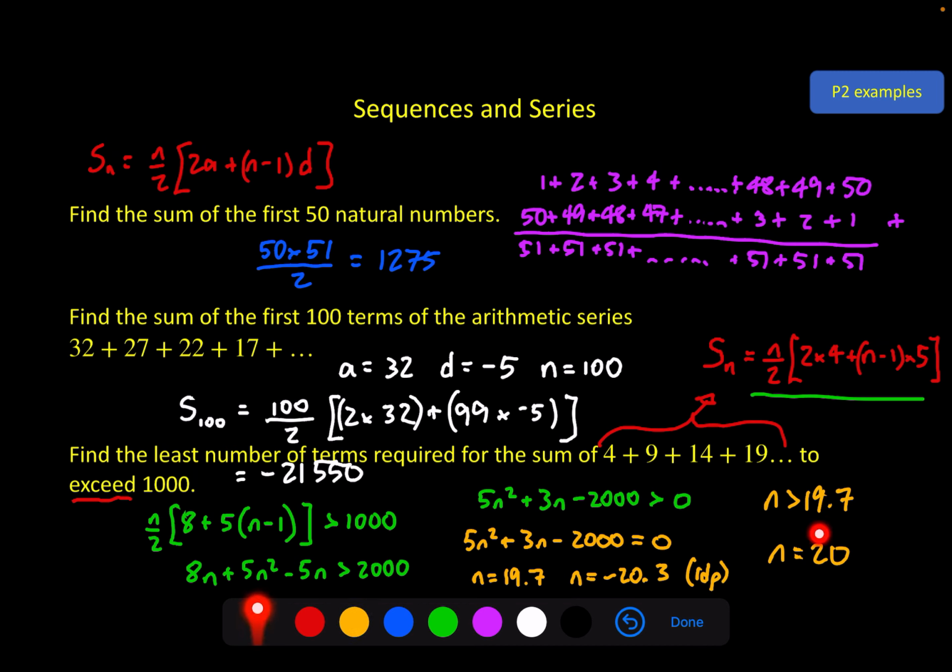And then if you've got time, use that n equals 20 and this sequence, put it in here and make sure it is above 1,000. If you've got lots of time, put 19 in as well and make sure that that's just a little bit below 1,000. And then you're absolutely confident you've got the right answer.